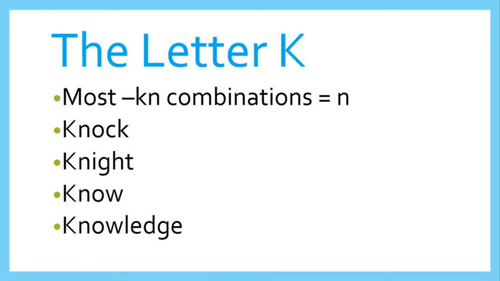K is silent usually when it comes before an N sound. This is an old English pronunciation of kn. Except now, English has changed, and even though the spelling hasn't, the pronunciation has become just an N sound. So we have knock or night, which used to be pronounced apparently knicht, or know, which is a common word. I know, you know, we know, and knowledge. So KN equals N sound.